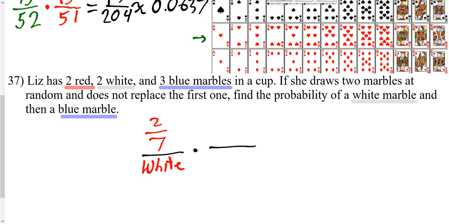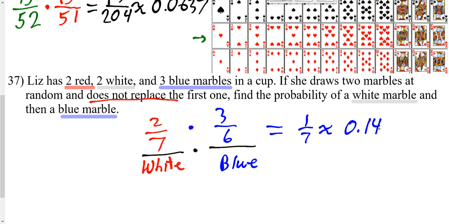And it says does not replace. So you're not putting that marble back in. So then we have 3 blue, because we had pulled out a red, so it didn't affect the number of blue. Now we pulled out a red, we kept that marble out, so there's only 6 left for when you're looking at the blue. And so then you can go ahead and multiply this out. You get 1 over 7, which is about 0.1429.